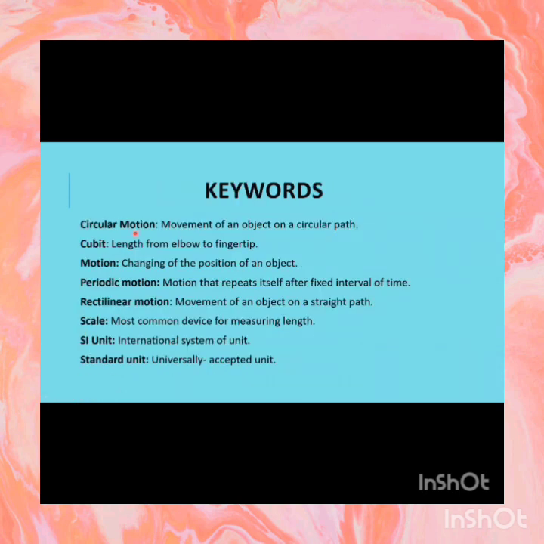New terms or keywords of this chapter. Circular motion, movement of an object on a circular path. Cubit, length from elbow to fingertip. Motion, changing of the position of an object. Periodic motion, motion that repeats itself after fixed interval of time. Rectilinear motion, movement of an object on a straight path.